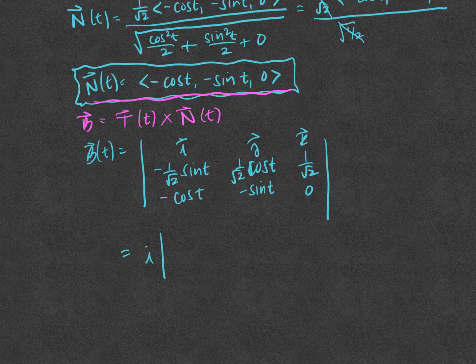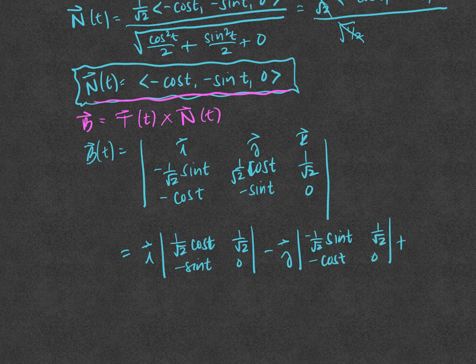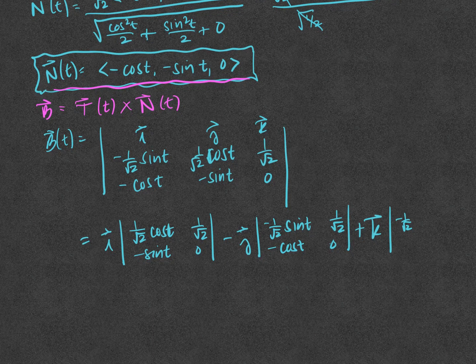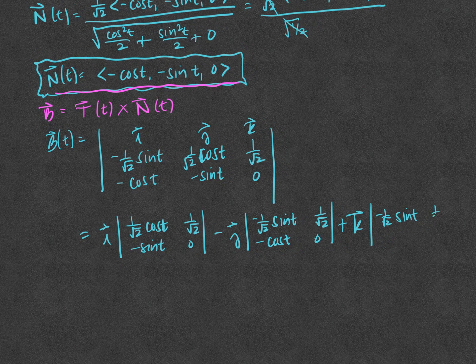So we've got i, and our cofactor matrix is 1 over the square root of 2 cosine of t, 1 over the square root of 2, negative sine of t, 0, minus j, negative 1 over the square root of 2 sine of t, and 1 over the square root of 2, negative cosine of t, 0, plus k, negative 1 over the square root of 2 sine of t, 1 over the square root of 2 cosine of t, negative cosine of t, negative sine of t.